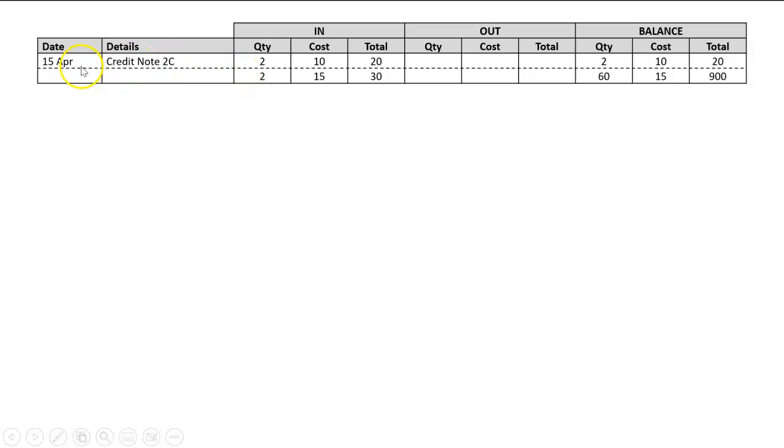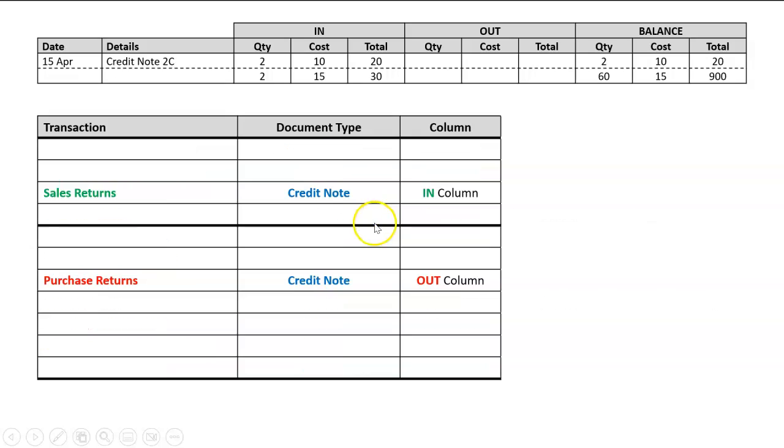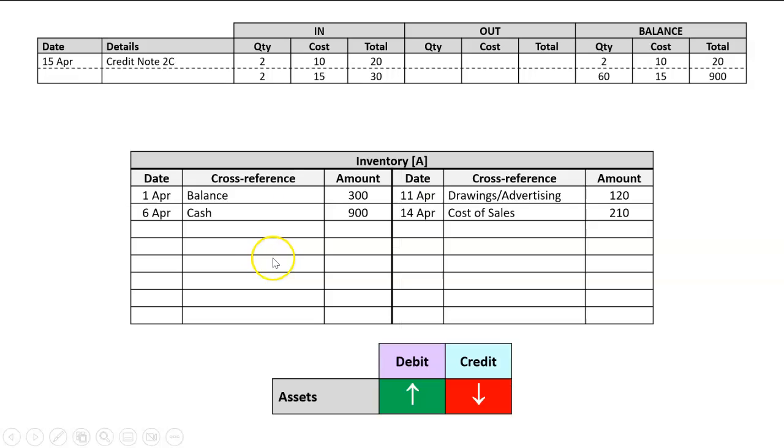I've got it 15th of April, credit note in column. So credit notes mean some sort of return. So it's either a customer returning a sale or my business returning a purchase to the supplier. That's in the in column, so this one's got to be a sales return. Another really tricky one. Sales return means inventory is coming back in, so that's going to be a debit. It's going to increase inventory, 15th of April. And again, I'm just writing the total, so 20 and 30 is 50.